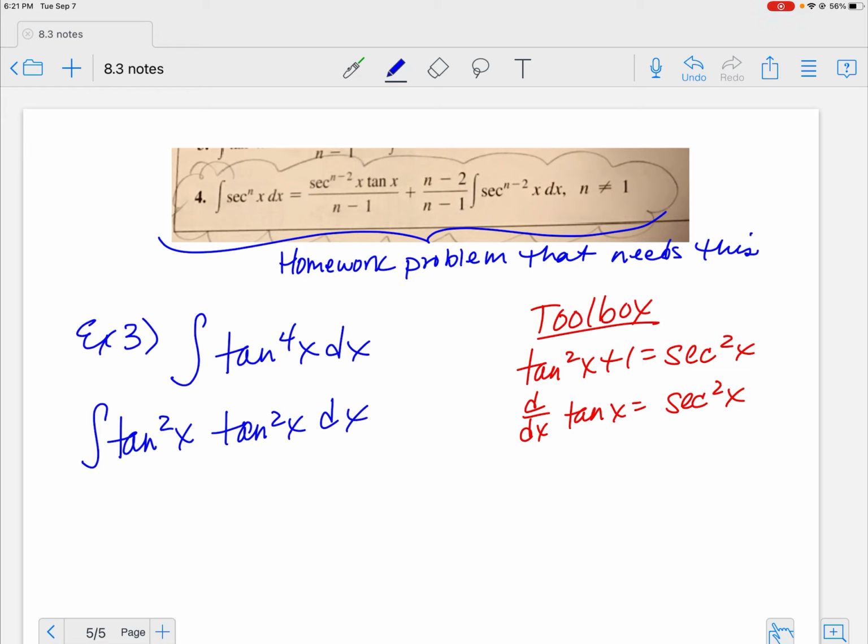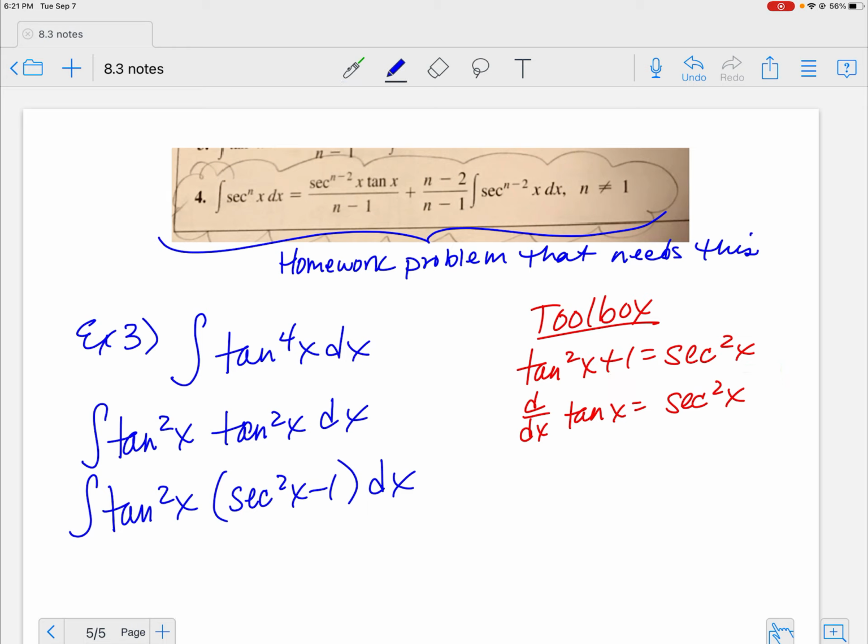How do we want to do that? Tangent squared, I can work with that in terms of secant, so let's try that. Tangent squared x, what if I turn one of these into secant? Where it is secant squared x minus 1 dx. There it is. Okay. So here, because, right, you just subtract 1 over here from that side to get there.